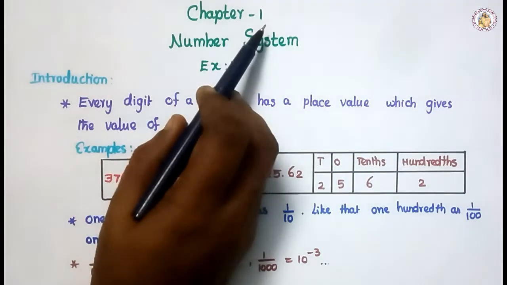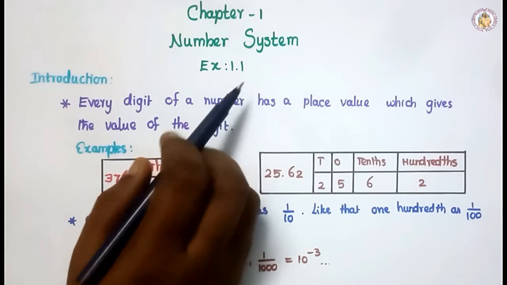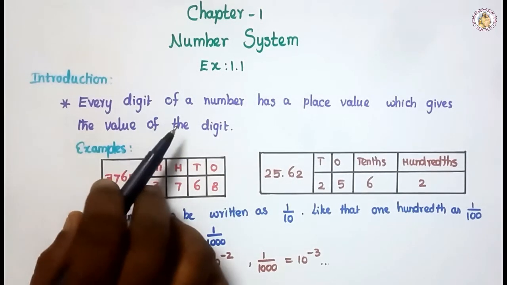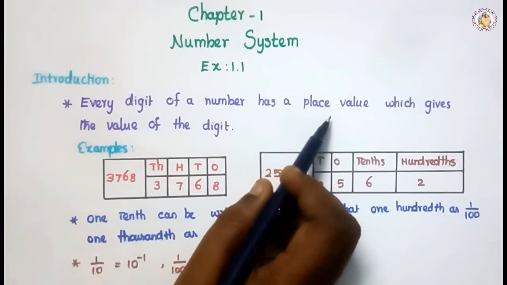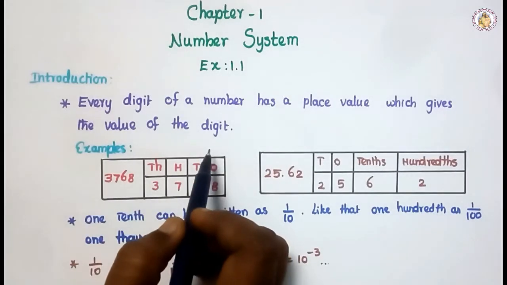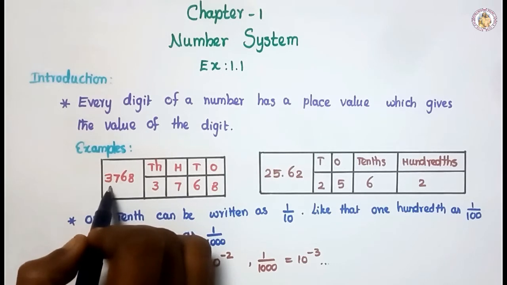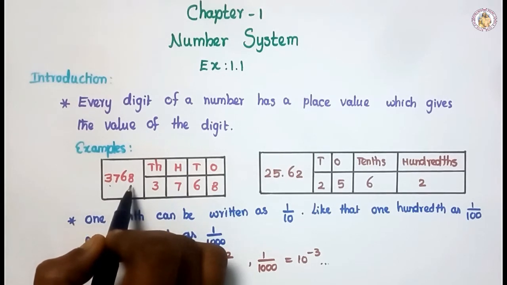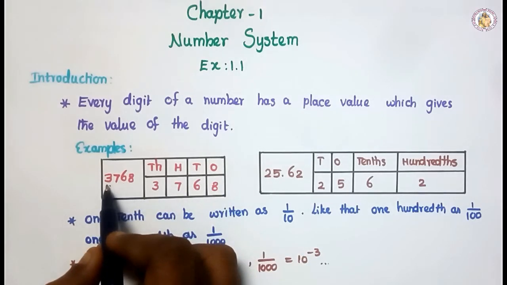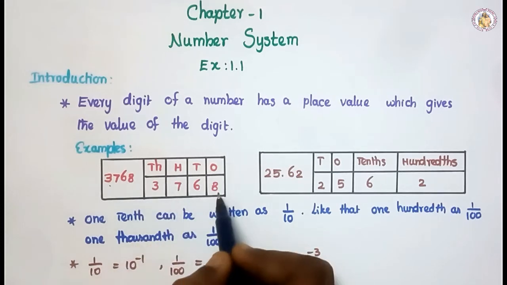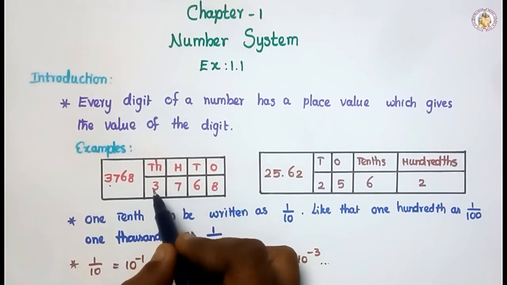Look at this chapter 1, number system, exercise 1.1. Here we discuss the place value of the digits. First, every digit of a number has a place value which gives the value of the digit. For example, in the whole number 3768: ones, tens, hundreds, thousand. So the ones place is 8, tens place 6, hundreds place 7, thousand place 3.